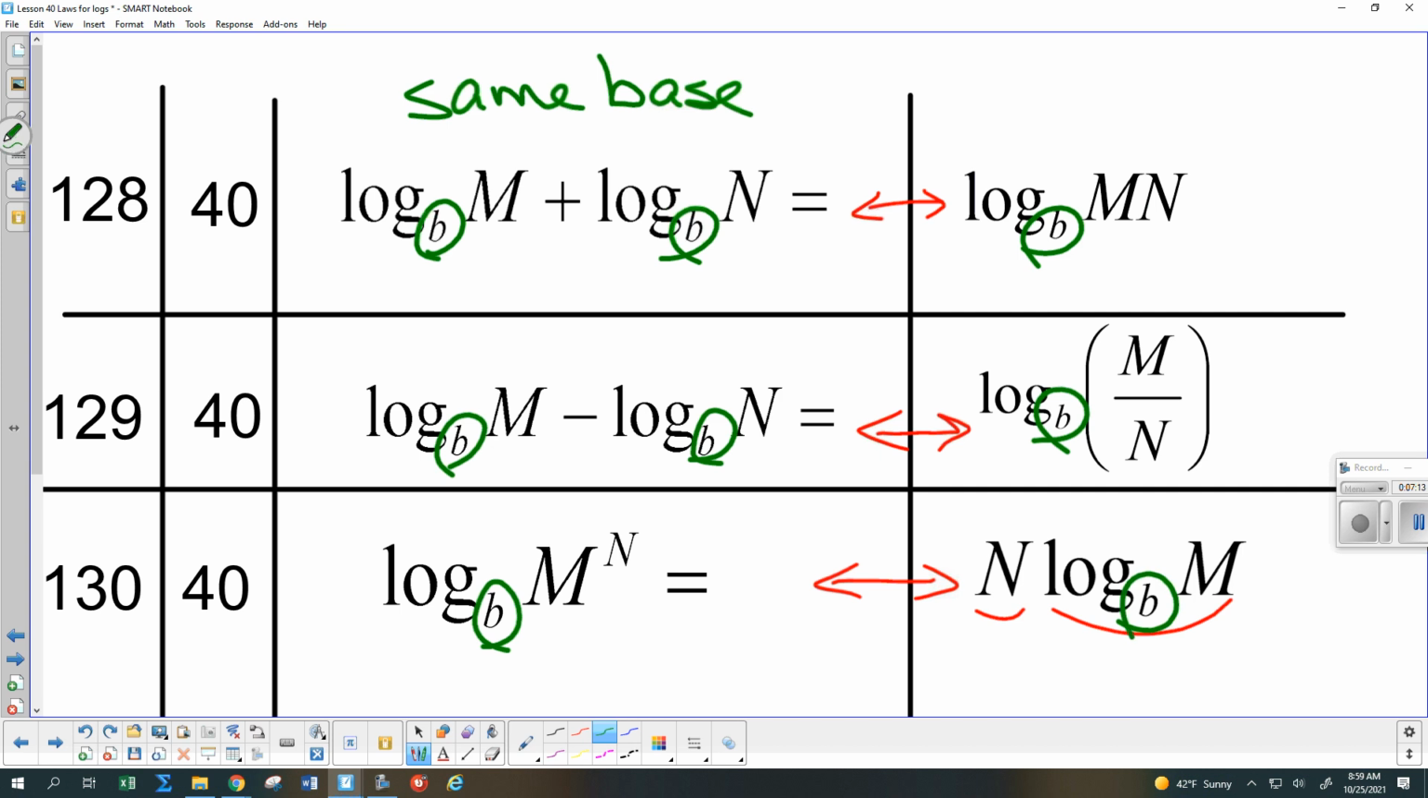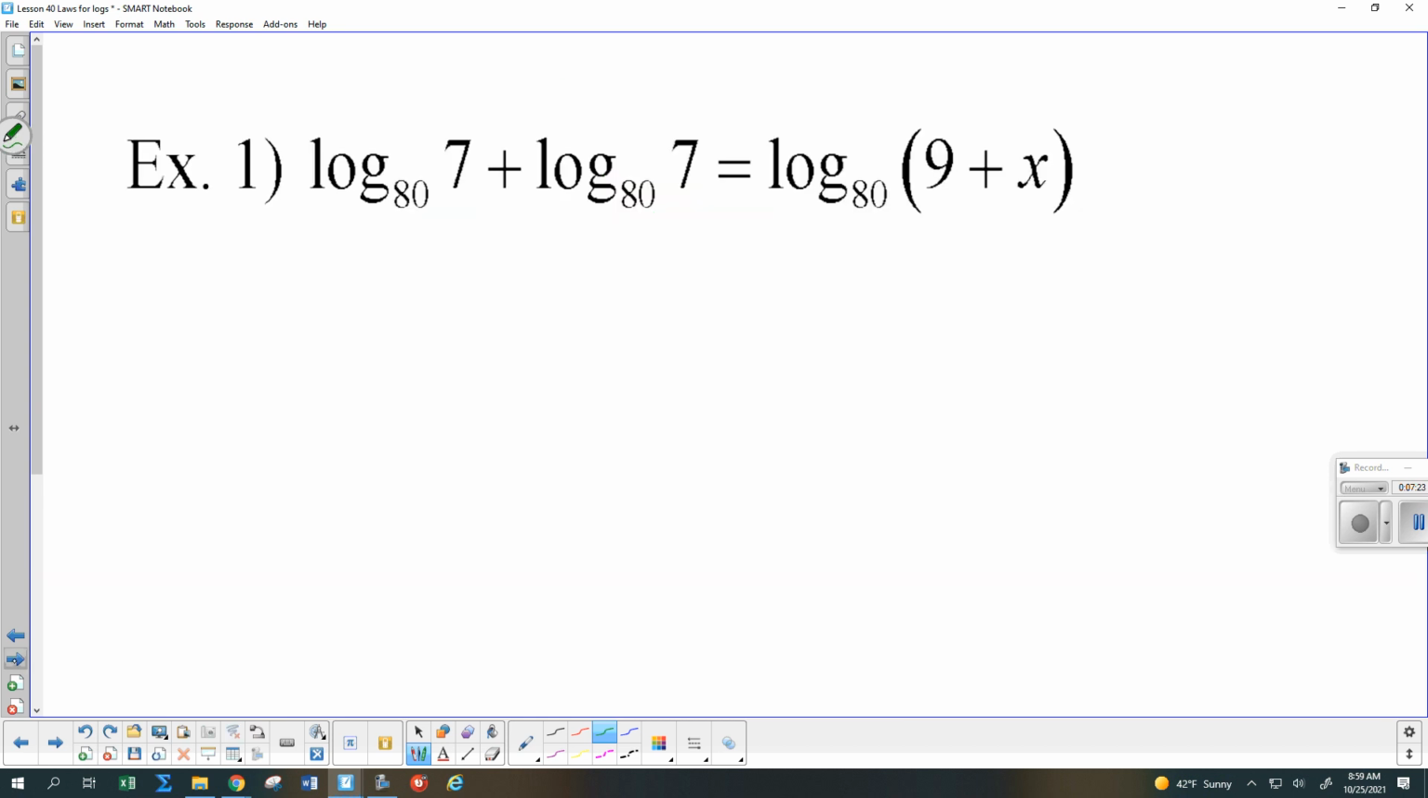You can't have one base on one side and one on the other, or two different bases on one side, and combine them this way. So let's try these out on some different problems. Do I have the same base all the way through this? That means on the left, I added my logs, I added my exponents. That happened when I multiplied the arguments.